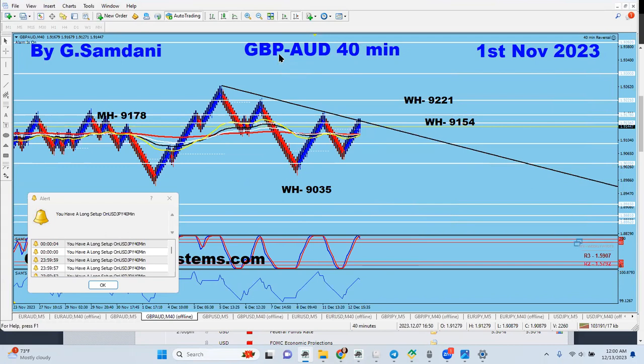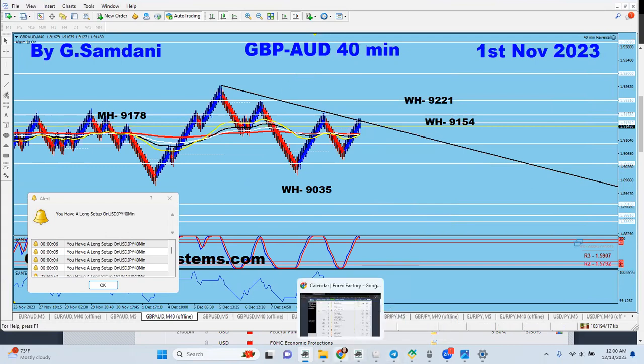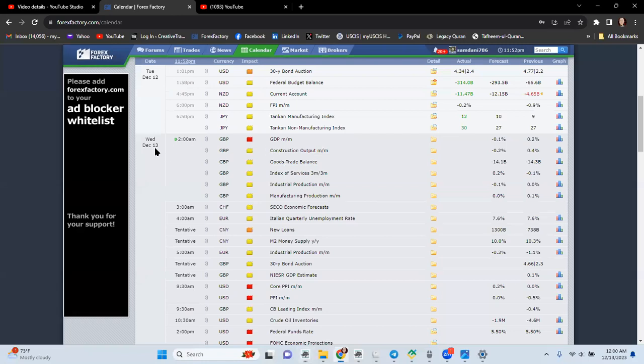Because the pair is pound Aussie, and we have Wednesday 2 a.m. pound news, right? And the pound news is showing so far that it is going to be bad. So it's 0.2, a positive number to a negative number. So if we get worse than expected or a bad number here, the pound is going to get weaker.